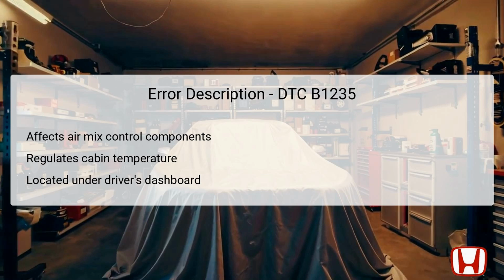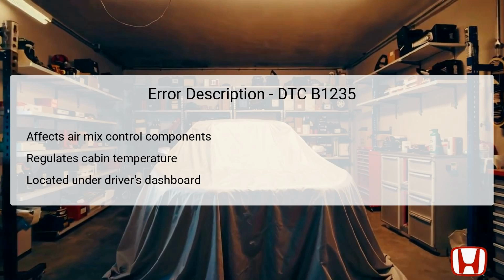DTC B1235 indicates a malfunction in the air mix control motor circuit, linkage, door, or the motor itself, responsible for controlling the cabin air temperature. The affected components are critical in ensuring a comfortable climate within the vehicle. The air mix control motor's role involves adjusting the air mix control door to blend hot and cold air. This blending of air is vital for achieving the desired temperature settings as per the driver's preference.